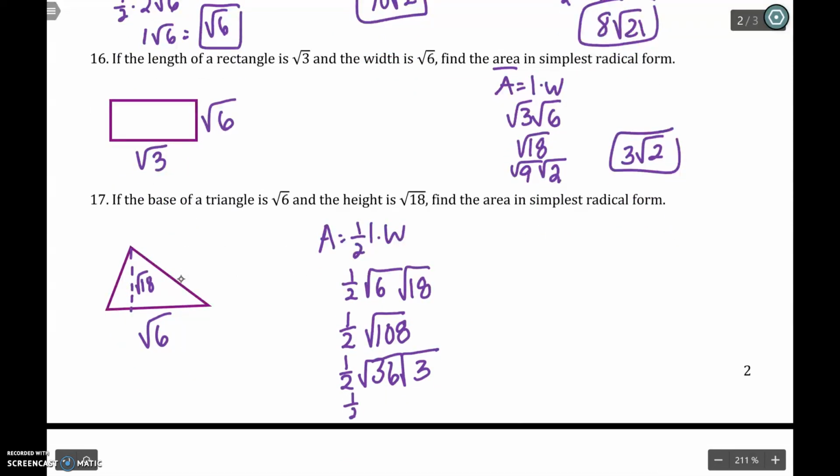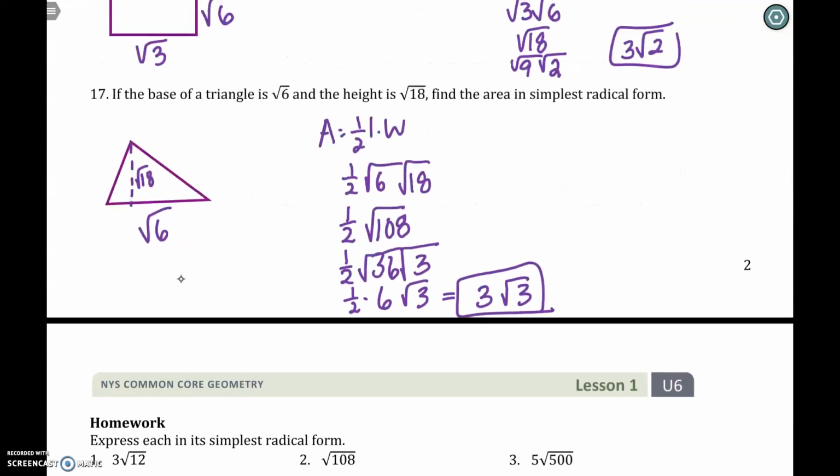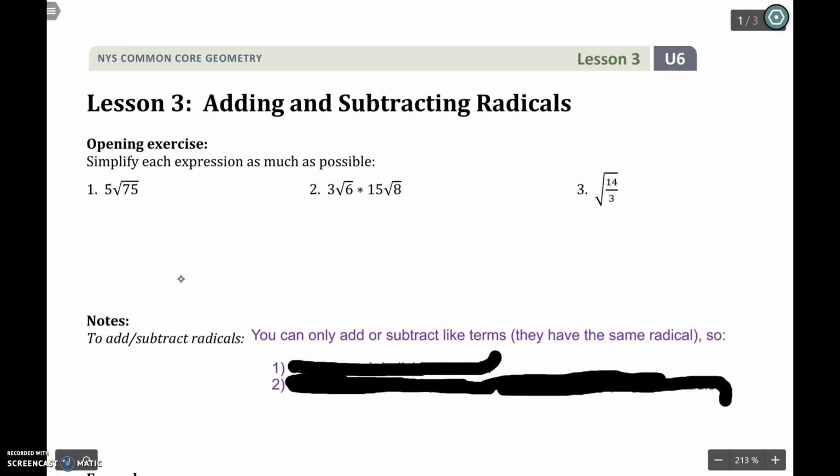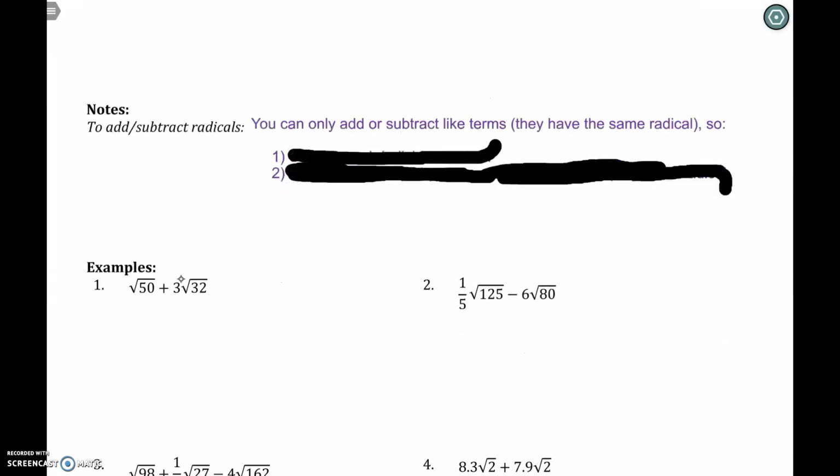And so that would become 1/2 of 6 radical 3, and 1/2 times 6 is 3 radical 3. Okay, so we're going to go on to lesson 3 and do those problems as well, adding and subtracting radicals. You can do the opening exercise on your own.